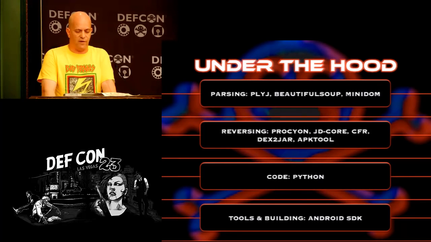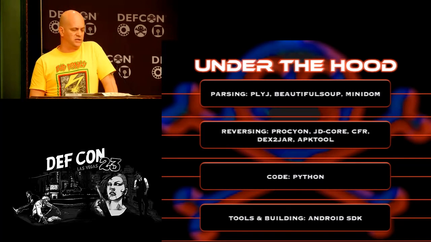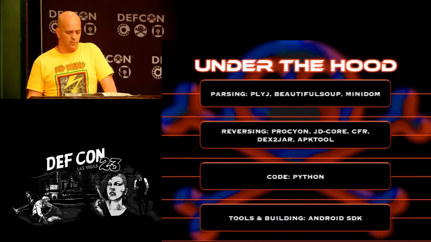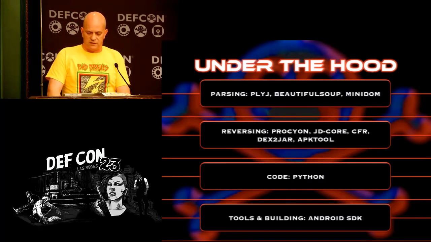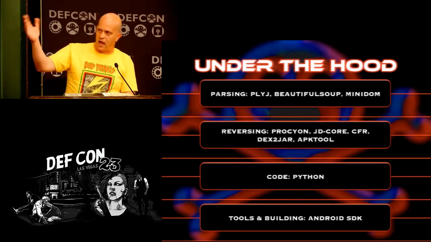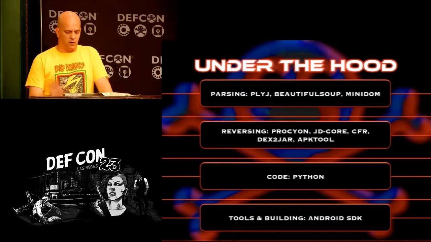We happened to luck out and find a Java tokenizing library called PLYJ, which we use to process the Java files, which make up the core component of most Android applications. It has certain problems with Android-specific constructs, but for the most part, it was functioning very well, and it was the best thing we could find at the time. We also use common things like Beautiful Soup and Minidom to parse XML files, and again, it's all glued together with some horribly written Python.